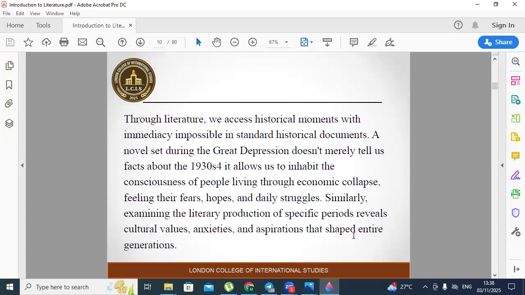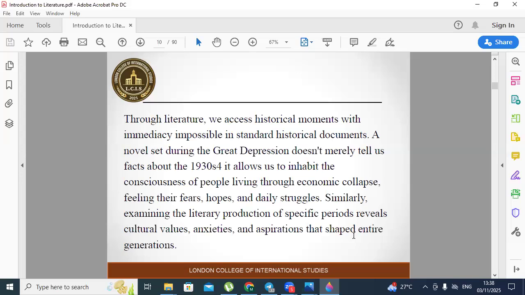History, literature's historical dimension. Through literature, we access historical moments with an immediacy impossible in standard historical documents. Consider the difference between reading a history textbook's summary of the Great Depression, and reading John Steinbeck's The Grapes of Wrath.